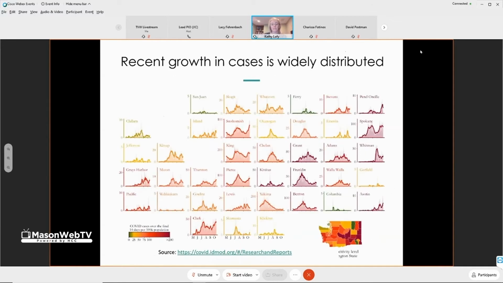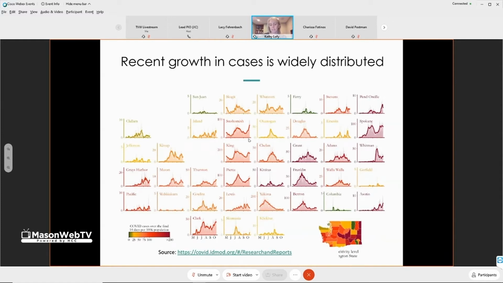So this graph shows the epidemiologic curves for confirmed cases in every single county. And what I want to point out is that the recent growth that we are seeing in our outbreak here in Washington is really pretty widely distributed. So there's not just one county on the east side or one county on the west side that's accounting for the increase in activity that we're currently seeing. As you look across this slide, you can see that there are many counties that are in an upward trajectory.